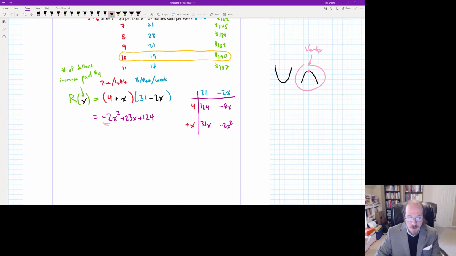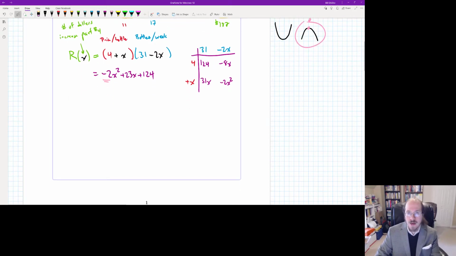Now you could graph this right now, but let's take advantage of some of the shape of a parabola in order to get an idea of how this works. Notice that parabolas are nicely symmetric. So if we can take advantage of the symmetry, then we'll be able to find our maximum price. Now to do that, let's think about what the worst prices to set would be.